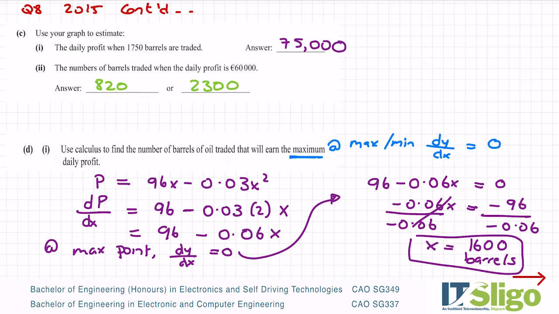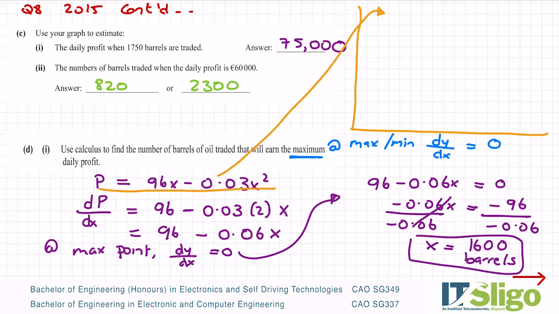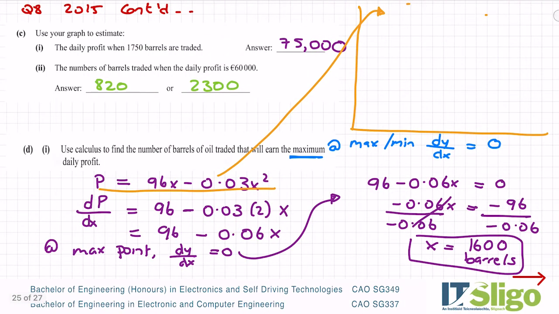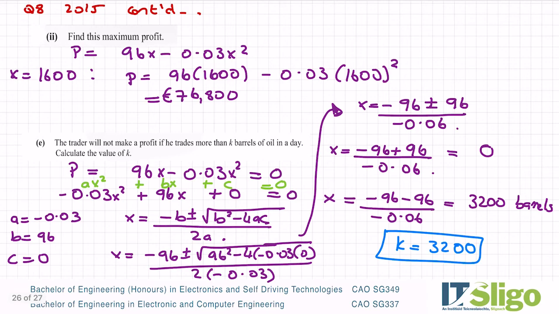There's another way I want to show you how to do it. It's very similar, it's just you don't have to use the minus b formula. So again, I'm going to solve it. P is equal to 96x minus 0.03x squared. Same equation, but I want to show you a different way of solving it. So what I'm saying is 96x minus 0.03x squared equal to 0.